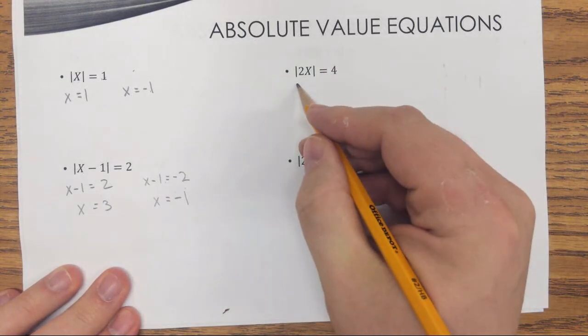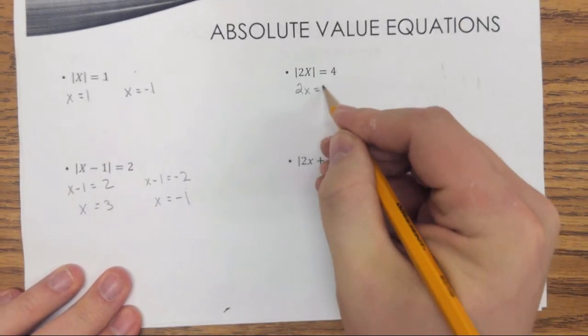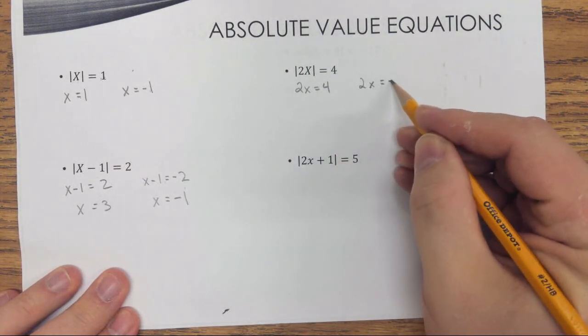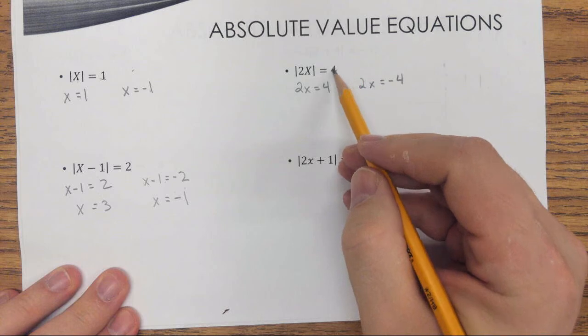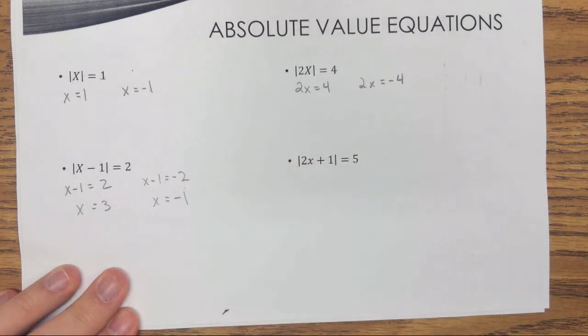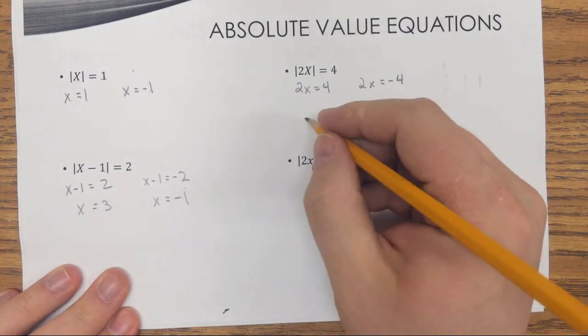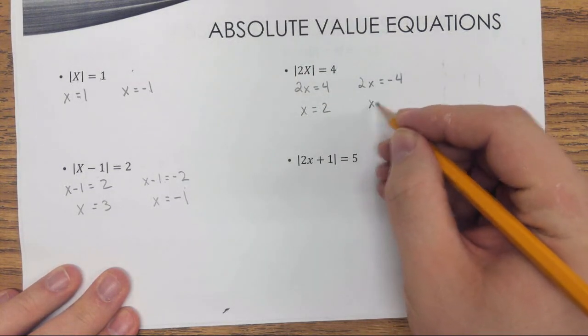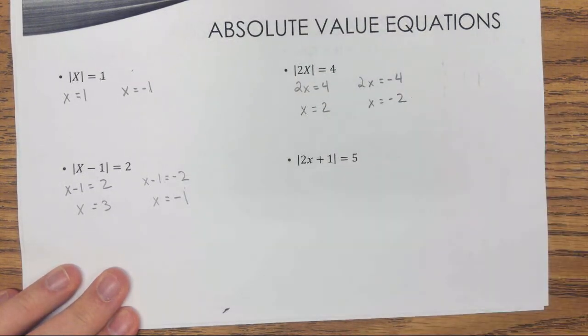Let's look at this one. This is 2x equals 4, and then the second equation is 2x equals -4. It's just the positive and negative of whatever the number is over here. Divide by 2, I get x equals 2. Divide by 2 here, I get x equals -2. Okay?